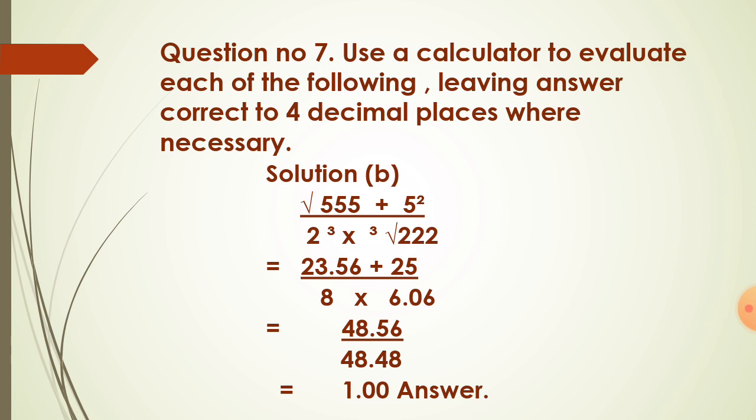How? 2 times 2 is 4, 4 times 2 is 8. And now in the calculator press the cube root button and type 222. If you press it, the answer will come 6.06. Now what you are going to do? Add 23.56 with the 25, and 8 is going to be multiplied with 6.06. The answer will come 48.56 and 48.48. Now divide these both numbers. The answer will be 1.00.